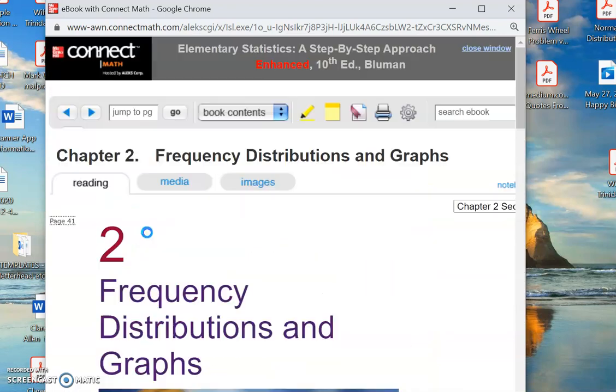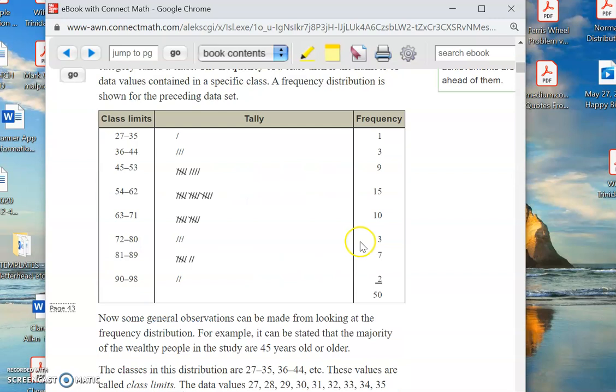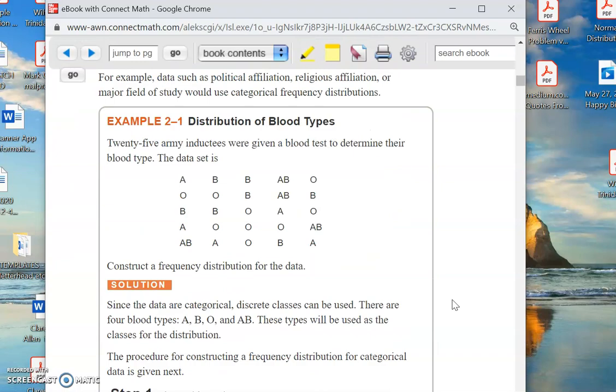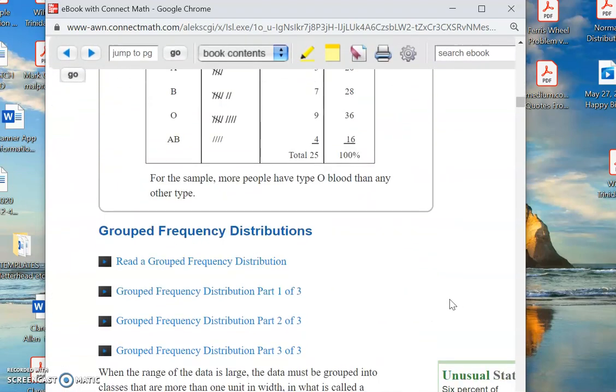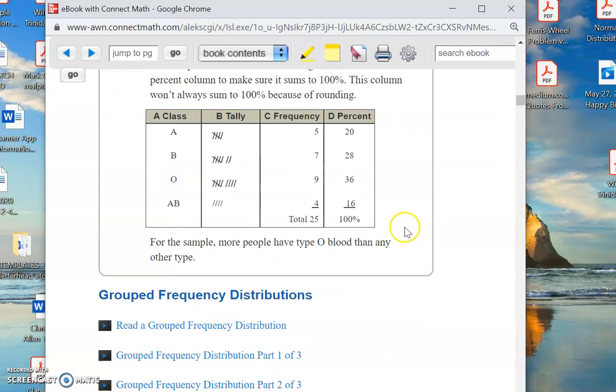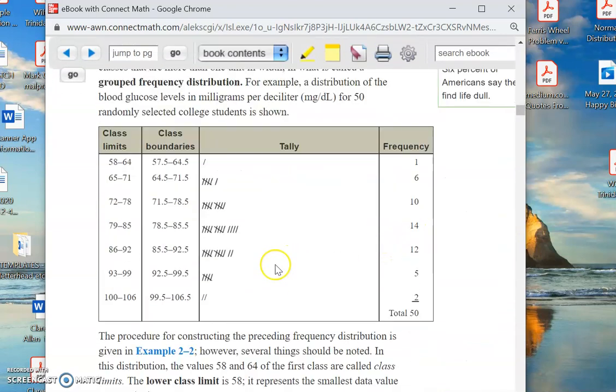So when we were talking about in section 2-1, when we're talking about the frequency distributions, you'll notice that we're always talking about how many times something happened, right? And we are asking ourselves, how is the data, how is the information, how is it spread out? So, here's one example. You have a certain class, and this was a blood type. Type A, there was 5 of them. Type B, there were 7 of them. Type O, there was 9 of them, and so forth, okay? So it's how spread out is the information.